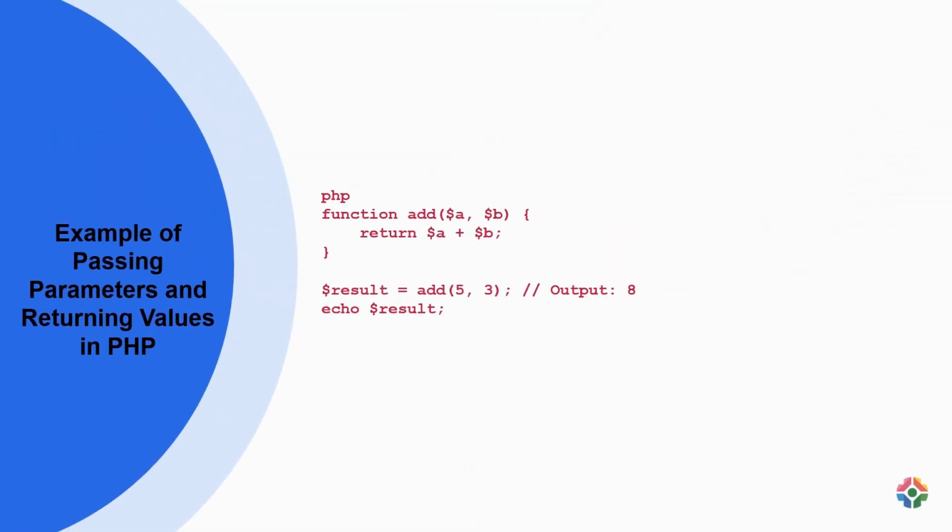In the given PHP code snippet, there is a function named add that takes two parameters, a and b, and returns their sum. Within the code, this function is invoked with arguments 5 and 3, and the result is stored in the variable result. Finally, the value of result, which is 8, is echoed to the output. This code demonstrates a simple use case of defining a function to add two numbers and then calling that function with specific arguments to obtain the result.